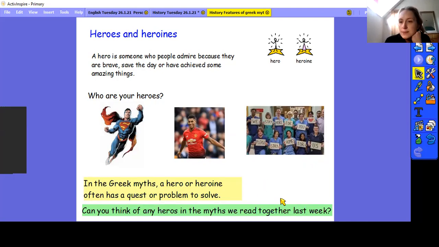In the Greek myths, a hero or heroine often has a problem or a quest to solve. So the main character in the story is often given a quest or a mission to accomplish as part of the story. So you might have a think about any of the characters we read about last week together, and think about if any of those we would count as a hero. Okay.